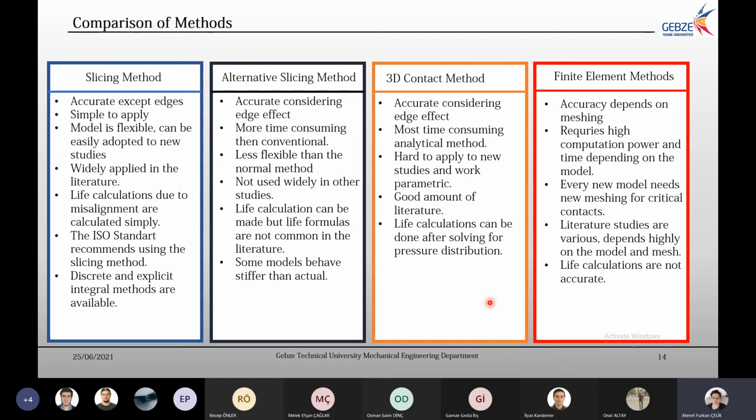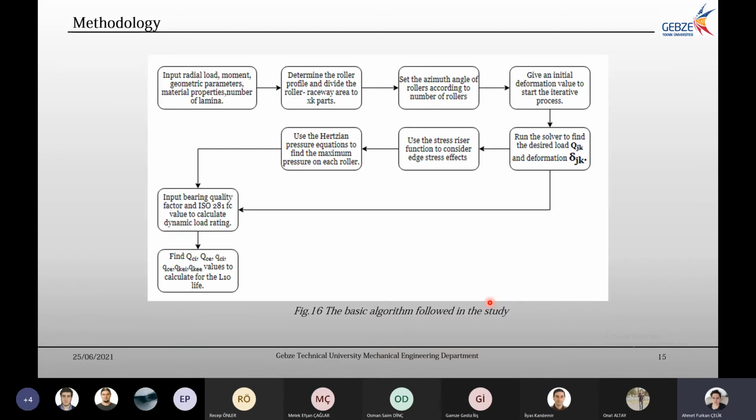So I will not be really comparing them one by one, but I just want to say I have selected the slicing method and then calculating pressure with Hertzian equations and then finding life again with the ISO method. And I have compared this with Varda's method to actually verify my results, because Varda uses a different methodology and I'm using a different methodology. That's why I think it's more healthy to compare it with a method that's really different from mine, but we have the same goals.